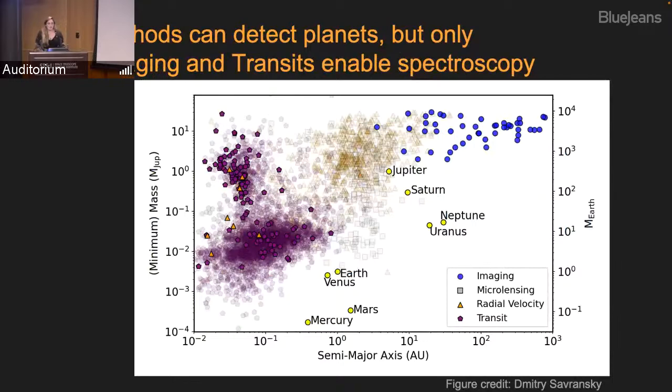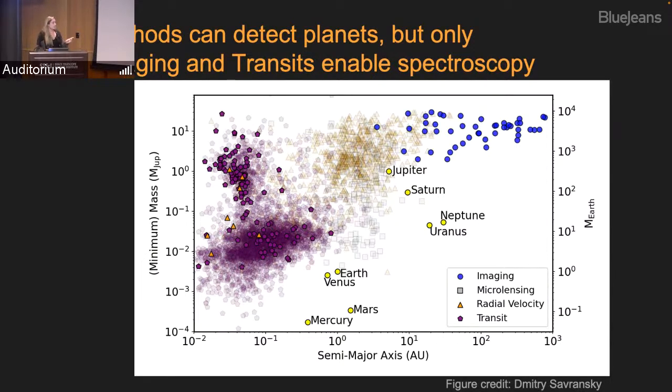So we've seen this plot many times so far. There are many methods to detect exoplanets. So we have the transit method, which is in purple, microlensing in gray, radial velocity in gold, and direct imaging in blue. So again, this is a plot of mass versus semi-major axis for all the different planet detection techniques. So each technique is sensitive to a very specific population of exoplanets.